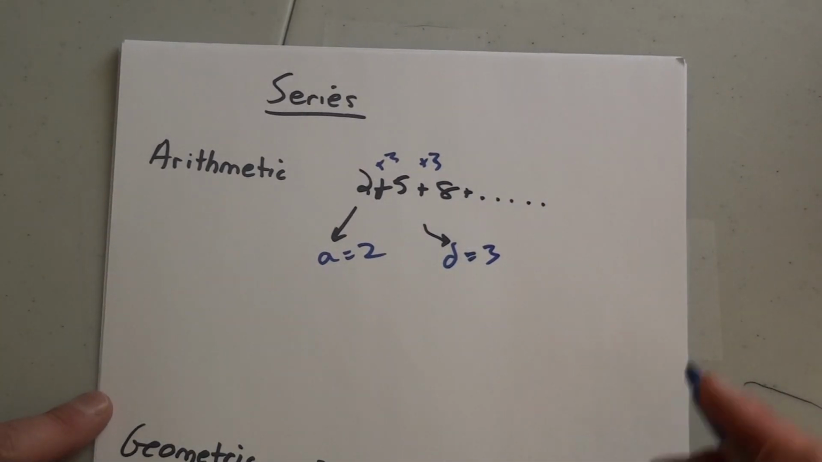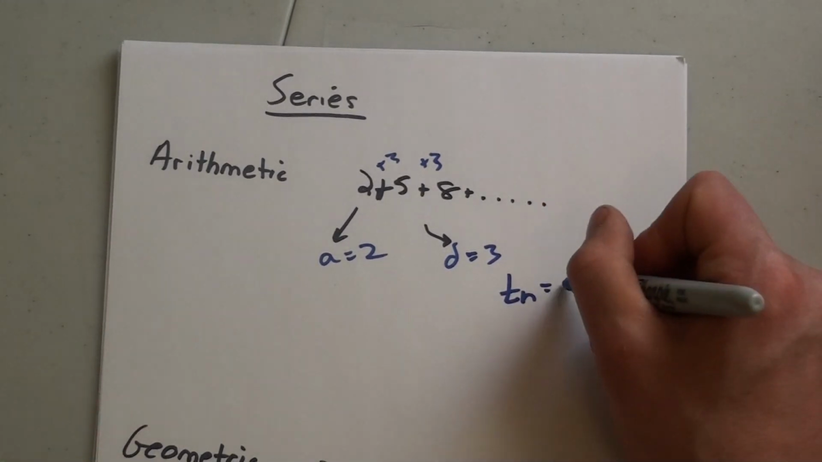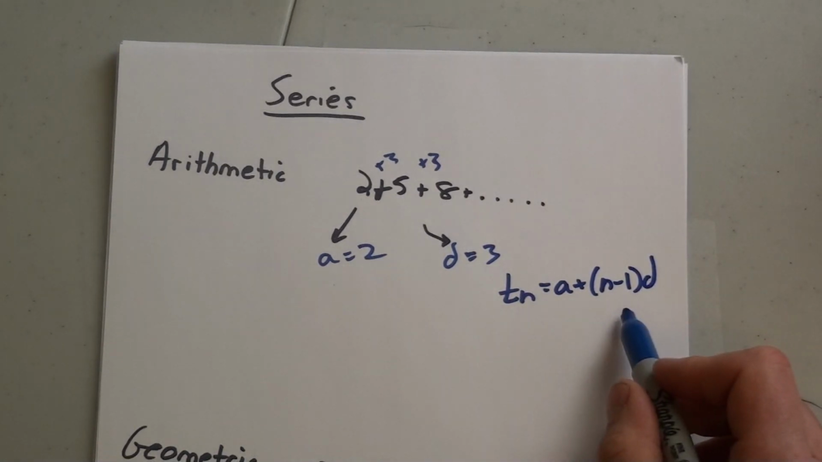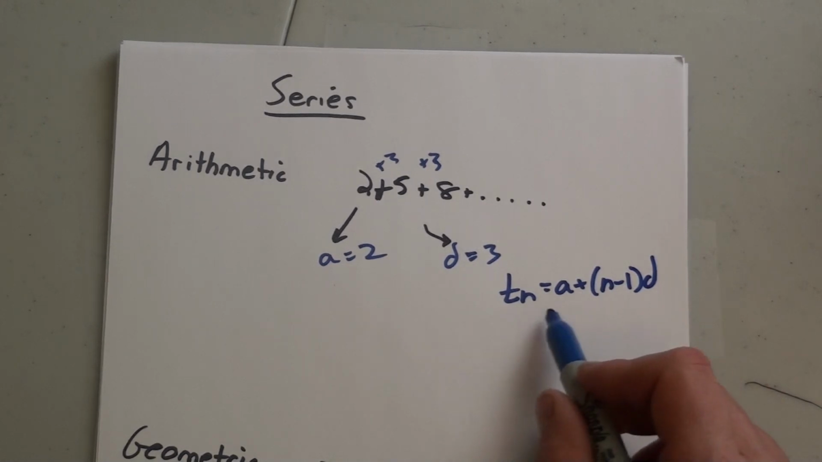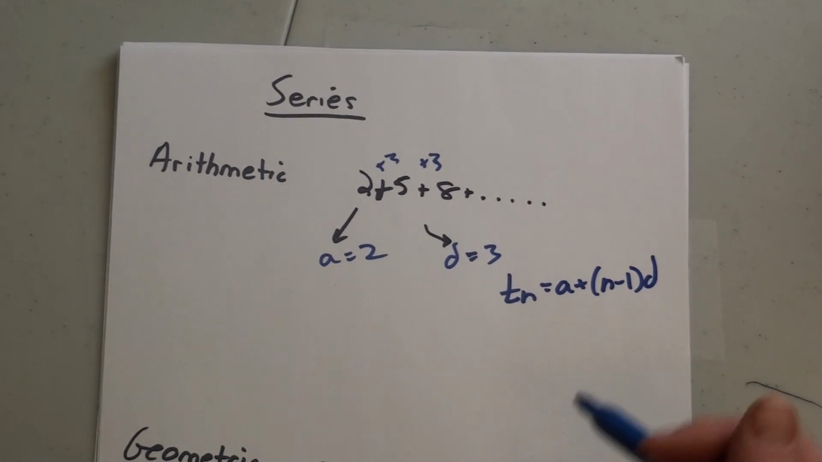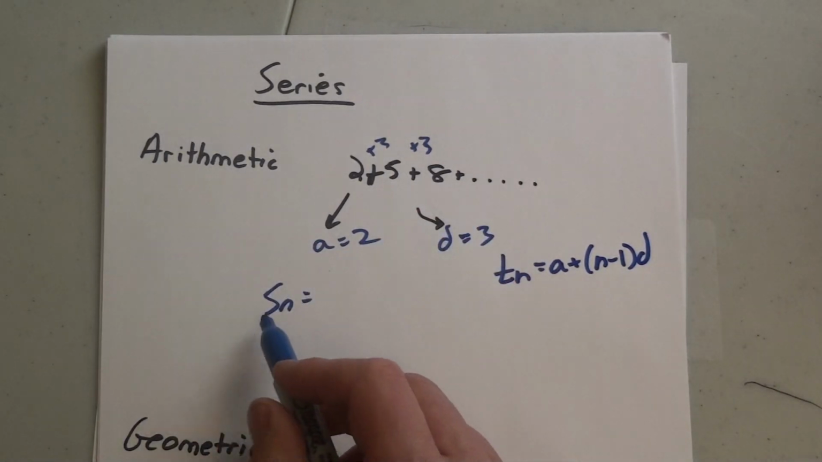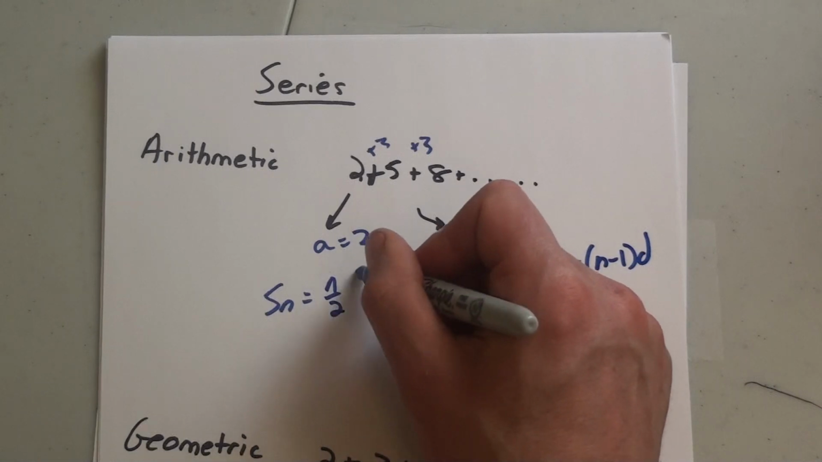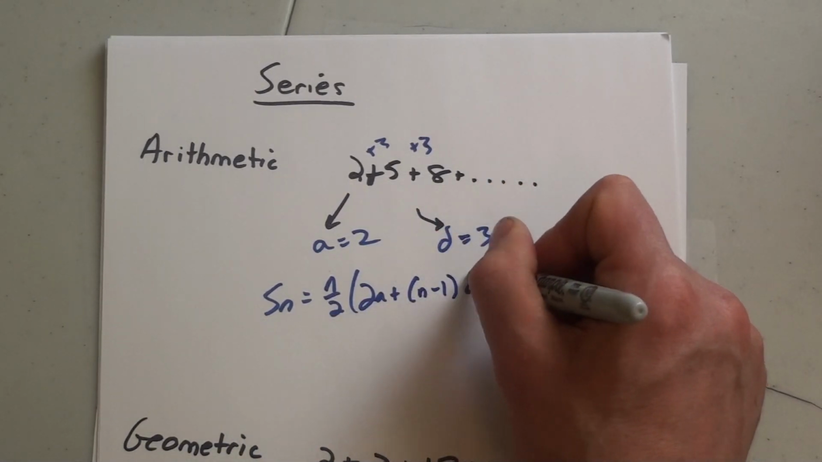Formulas we're going to use. The first formula is from our sequence formula, the general term, a plus (n minus 1) d. If you don't recognize this formula, please go back to our previous video on sequences to learn about it. Then we're also going to use two additional formulas. Sn is going to be for the sum of the series, and you're going to have n over 2 times (2a plus (n minus 1) times d).